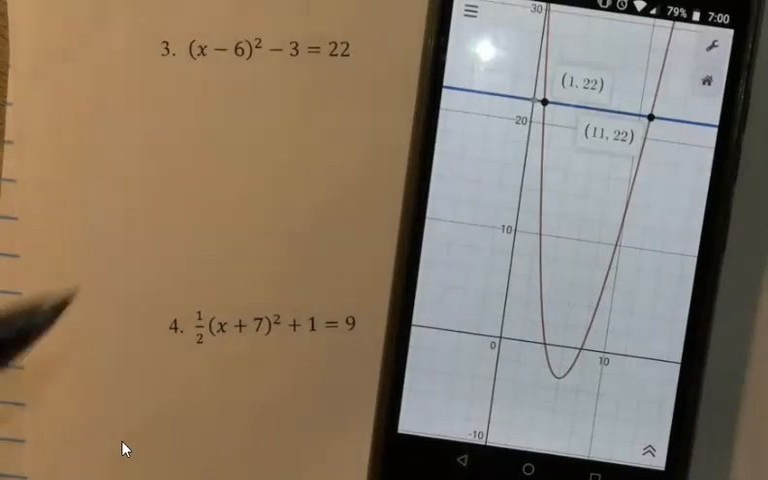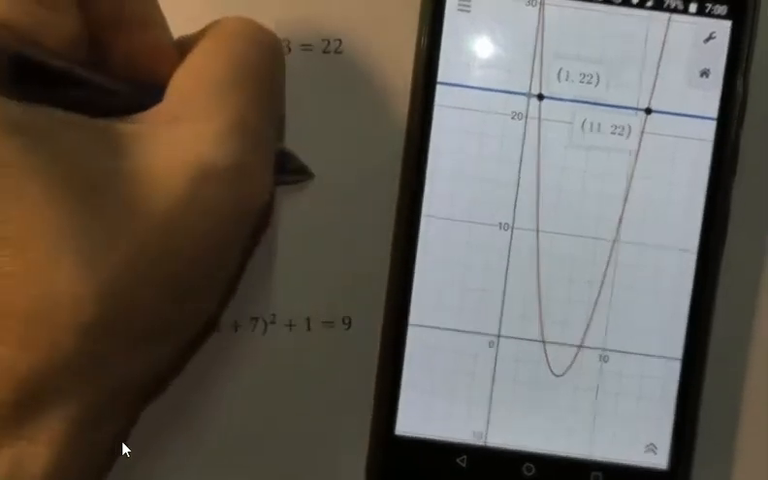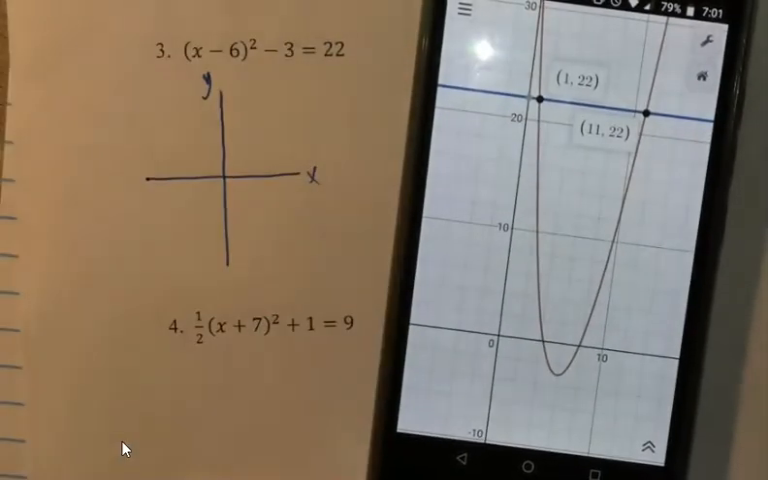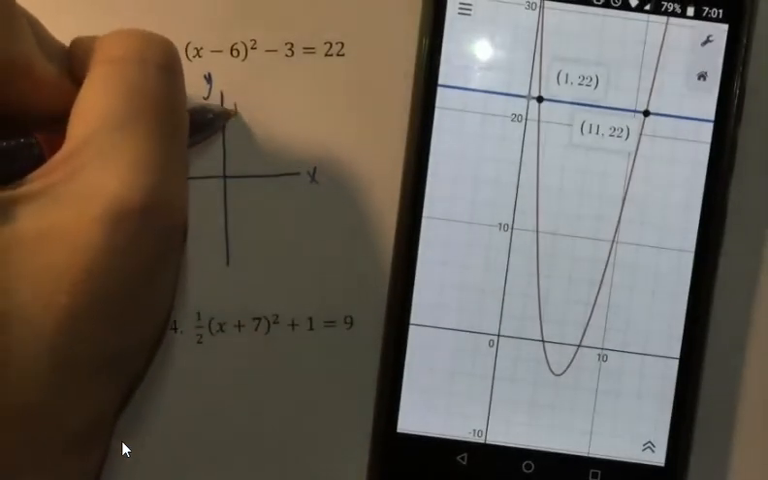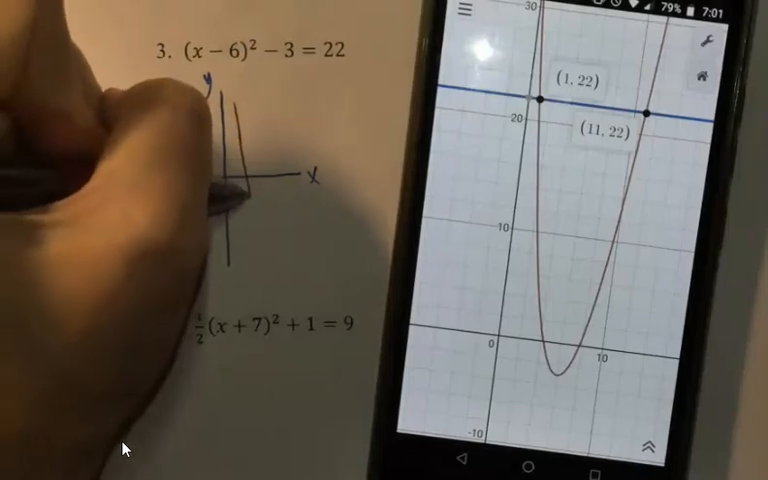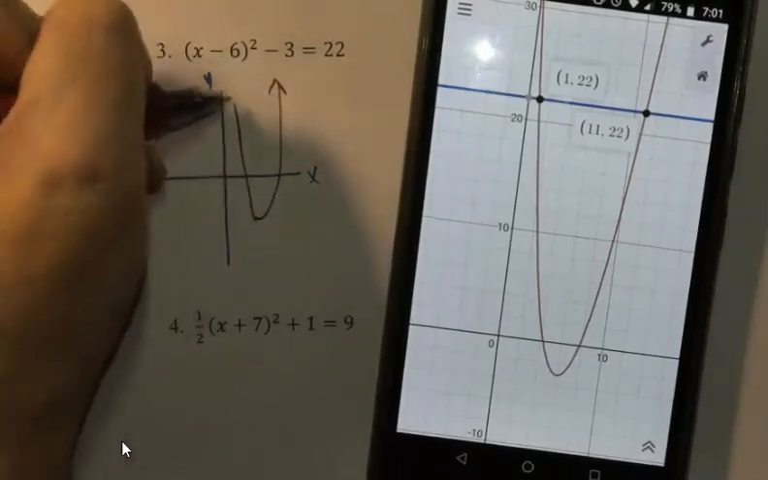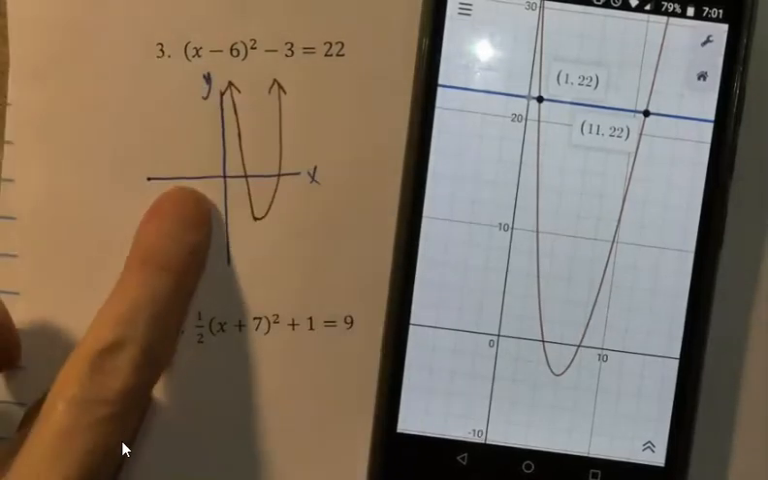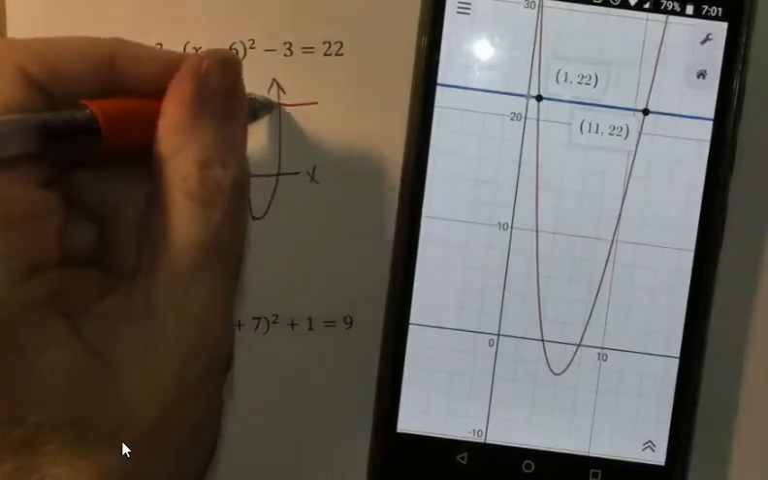So I'm going to put my graph first. So here's my x and my y-axis. And then I'm going to put my parabola, which is really tall this time because I had to go all the way up to that 22. So this isn't very accurate, but that's okay. And then the horizontal line I'm going to draw way up high, so we'll put one up here.